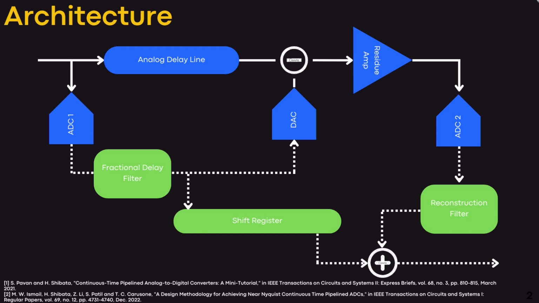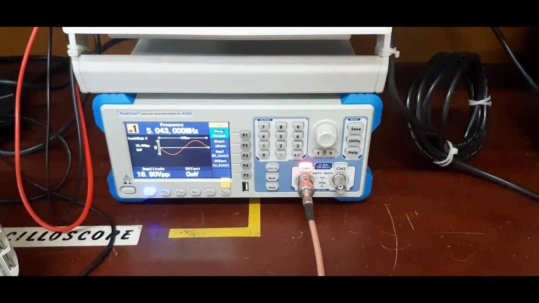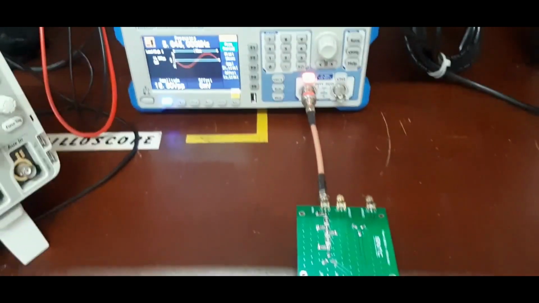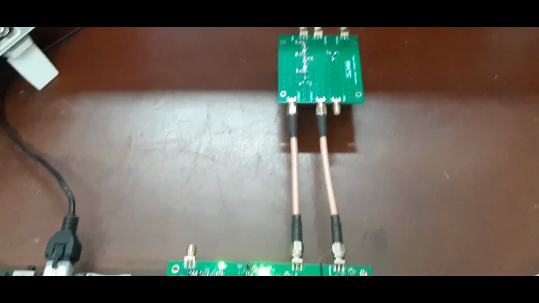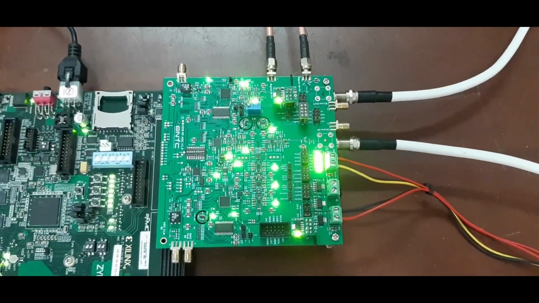Now, let us move on to the practical implementation of this architecture at the PCB level and its demonstration. First of all, we are using the function generator to give an input signal. Then we have the power splitter, which divides the input signal into two equal parts. Those two signals are passed into our main PCB, where we have implemented the proposed architecture.